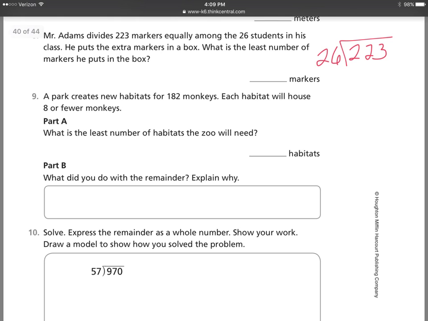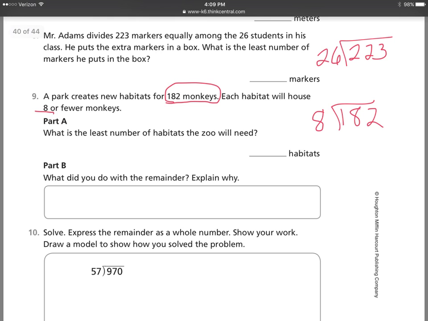Number 9, if you are in a park and it's creating habitats for 182 monkeys, each habitat can only hold 8 or fewer monkeys. The question becomes, what's the least number of habitats that the zoo is going to need? So you're in a zoo, you've got to create space for monkeys. You have 182 of them, and each space you create can only hold 8. So what's the least number of habitats that you will need? So you're dividing your 182 monkeys into spaces, and the spaces hold 8. So again, you're dividing 182 monkeys up into groups of 8 so that you can put them in their habitats.